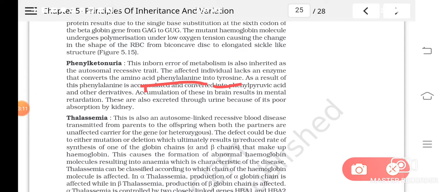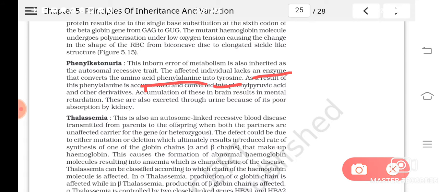phenylalanine to tyrosine. Usually in normal persons, if phenylalanine is in excess, it will be converted to tyrosine. For this an enzyme is needed, and in this type of person that enzyme is not present. So all these diseases we are discussing now are caused by a single gene or single nitrogen base mutation, a single change.